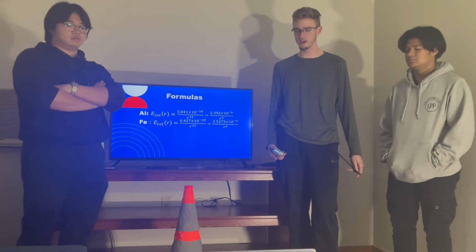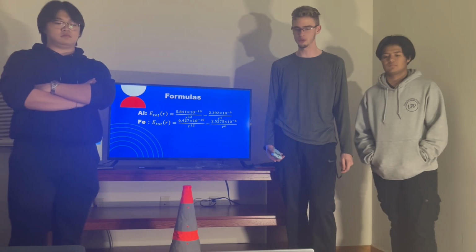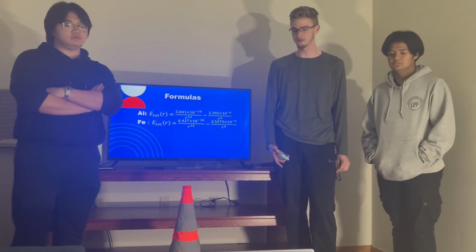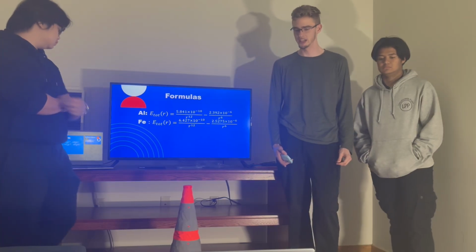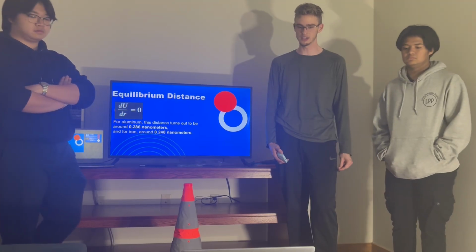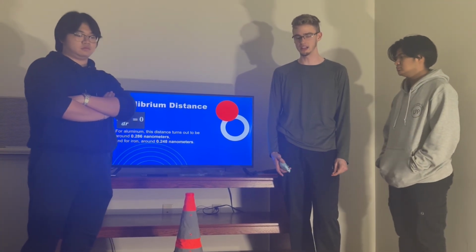The foundation of our analysis is the Lennard-Jones potential, which models the energy between two atoms as a function of their distance. Here, R is the interatomic distance in nanometers, and U(R) gives us the potential energy in electron volts. The first term represents a strong repulsive force when atoms are too close. This is the interaction of overlapping electron clouds.